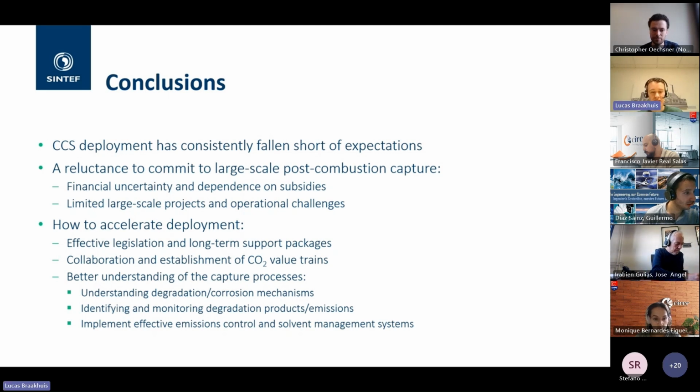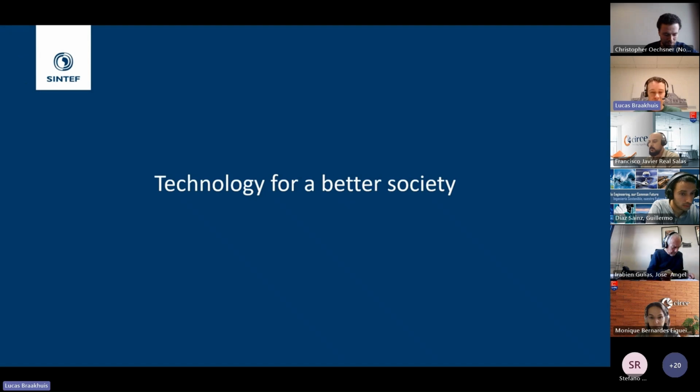From the process understanding side, there are a couple of things that should be investigated. There should be a focus on really understanding degradation and corrosion mechanisms, and being able to predict them. It's important to identify and monitor degradation products and emissions over time in these processes. And there should be a focus on implementing effective emission control and good solvent management systems. So with that, I'd like to conclude.